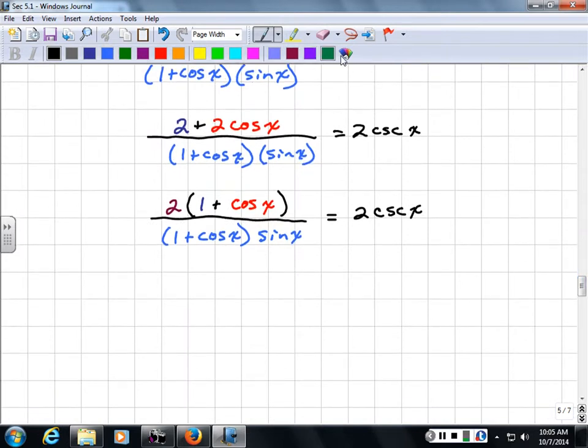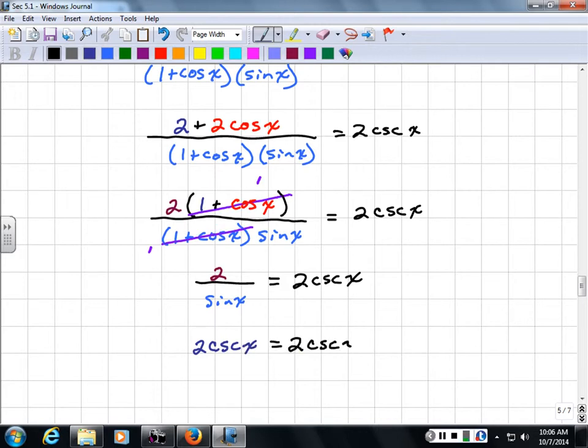So, this whole term will divide with that whole term, right? Leaving me with a 1 and a 1. And now I'm left with 2 over sine of x. And I'm still saying that's equal to 2 cosecant of x. And I know that 2 over sine of x is going to be the same thing as 2 cosecant of x. And I have just verified the identity.